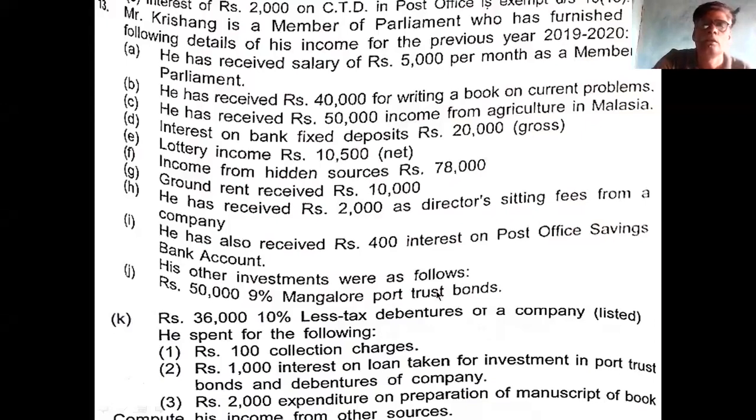You take all the incomes to the outer column. Then in the total, you write deduction under section 57. Deduct 3,100. Your answer is 2,80,000. This is the question number 13.